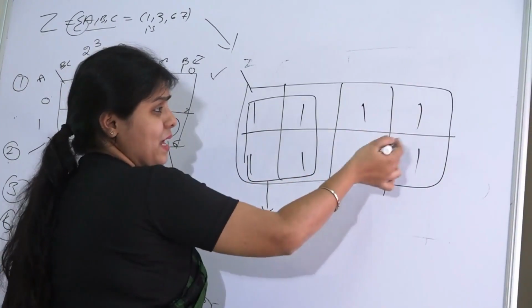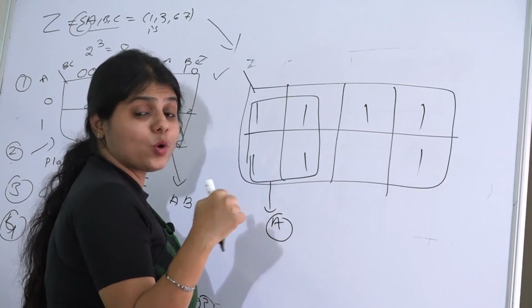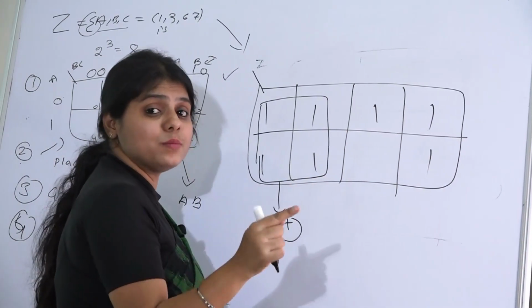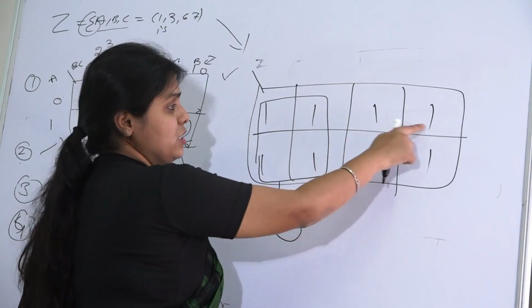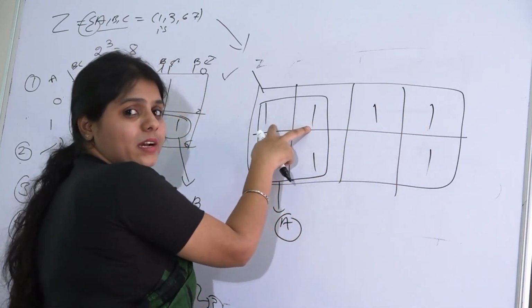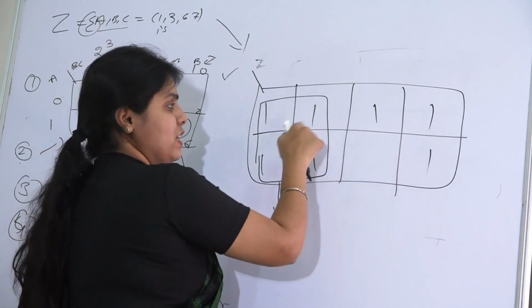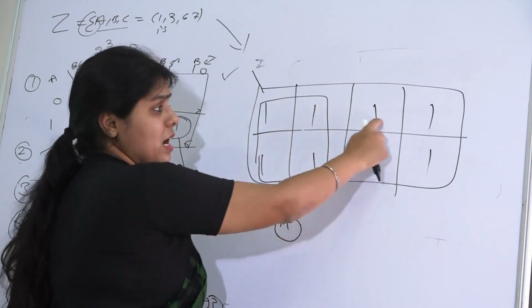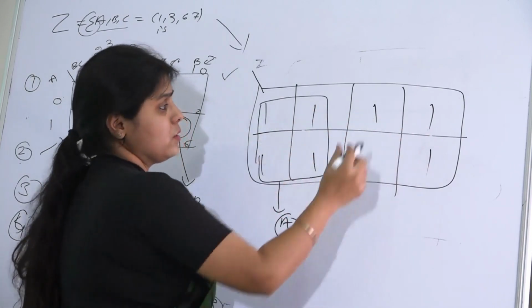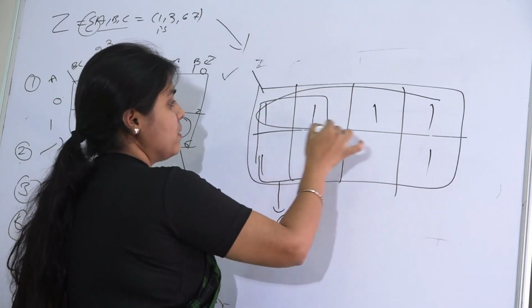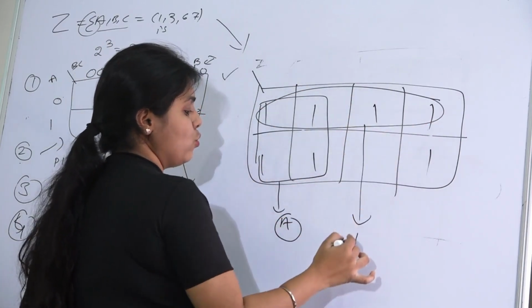Now I have these 2. I can go with pairing, but I prefer quad. If it is not possible, I'll go for pair. So these 2 can be quadded with what? These 2. So even if these 2 are overlapping, that's okay. I have these 2's which are left. So I'll go for this quad, which would be group B.